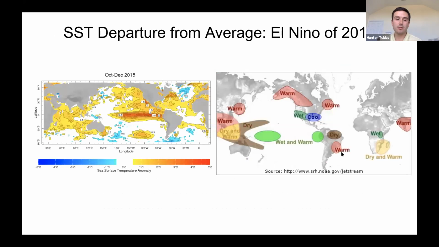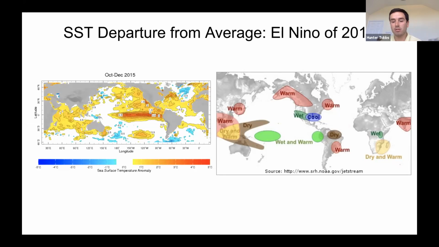So, like I said, sea surface temperatures can alter regional climate conditions, not only just in the tropics, but also outside of the tropics. For example, on the left-hand side, I have the October to December 2015 SST anomalies, which happened to be a strong El Nino year, or ENSO warm phase. And we can see across the Eastern Pacific, there were sea surface temperature anomalies between 3 to 3.5 degrees centigrade above average.